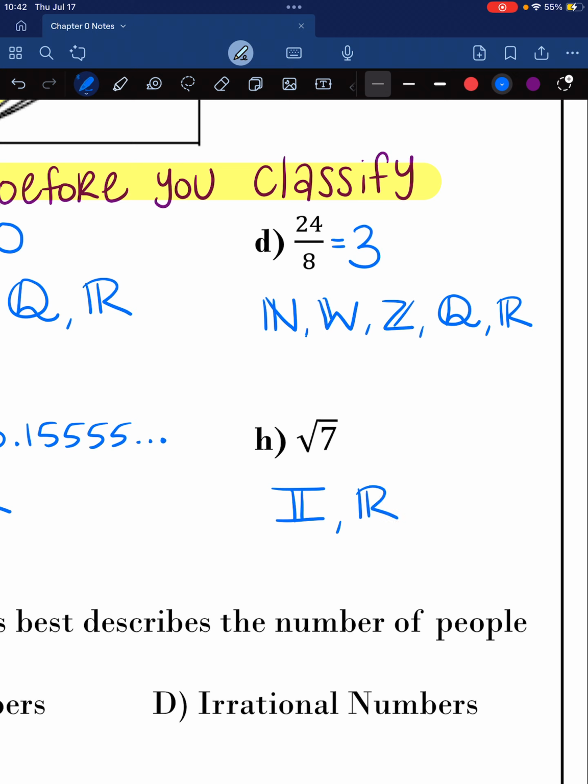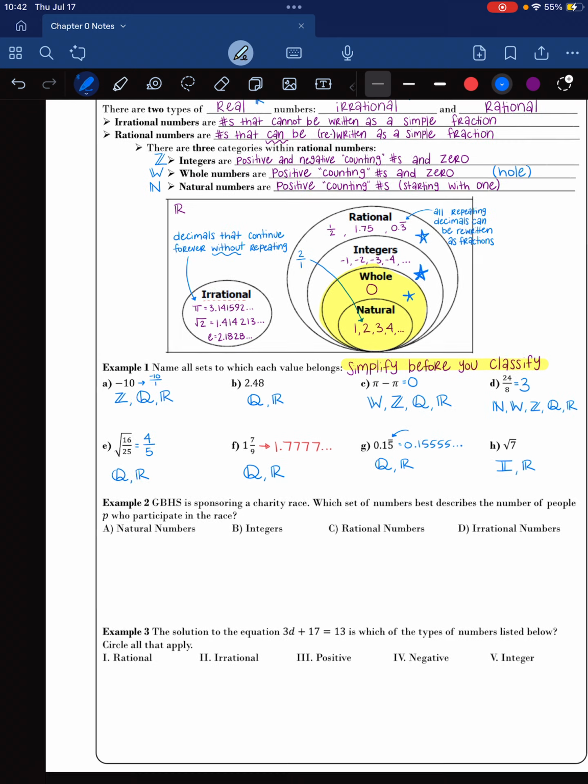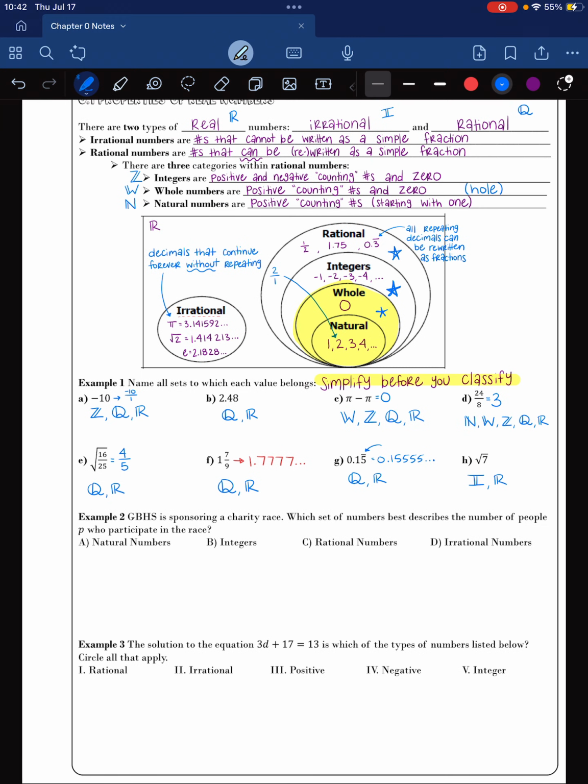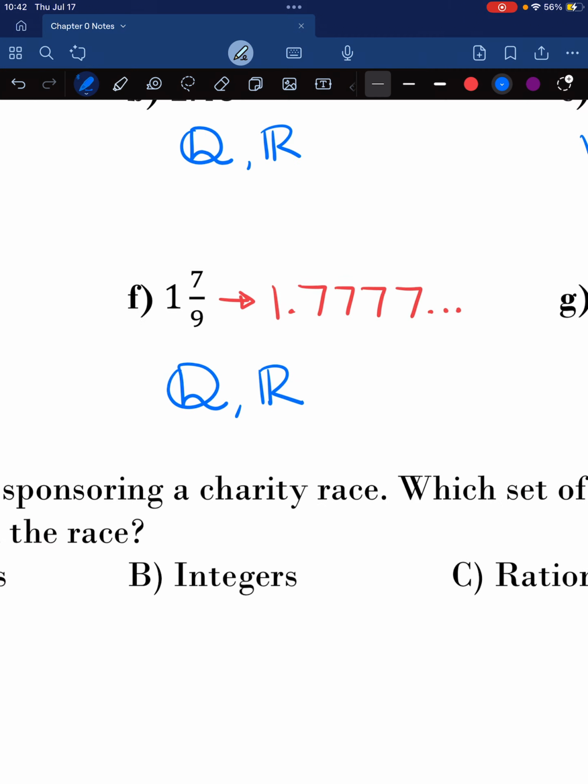Okay, so Gulf Breeze High is sponsoring a charity race. What set of numbers best describes the number of people, P, who participate in the race? Okay, so we have to think about how we would describe the number of people. There could be 0 people who participate in the race. That would make sense. Be sad, but it would make sense. We could have 75 people compete in the race. We could have 1 million people competing in the race.